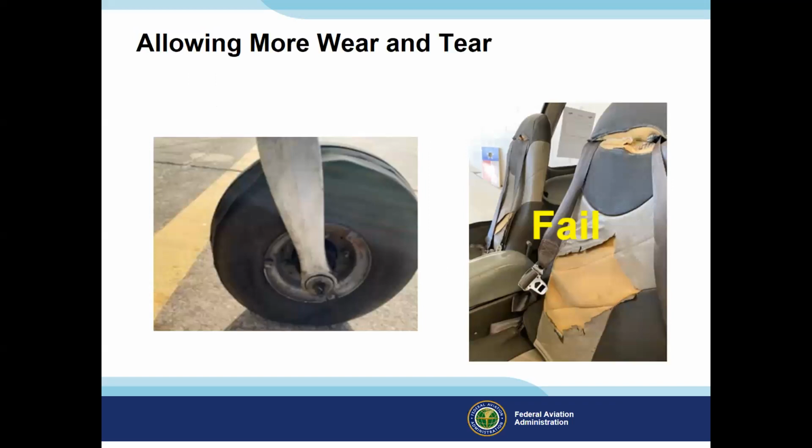So allowing more wear and tear, that's kind of a normal or natural response when you don't have a part available. A common area here is tire wear. You can rotate tires to get more use, but don't push the limits of wear and tear or damage. Either the part is airworthy or it is not. Remember, it has to conform to its type design and it must be in condition for safe operation.